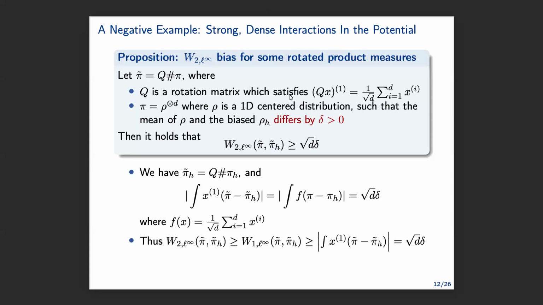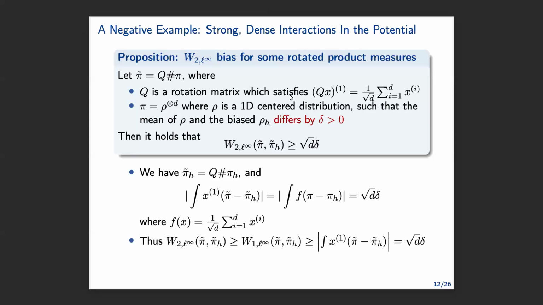So the argument is as follows: because the Langevin dynamics are equivariant to rotations, we also get the biased distribution Q push forward pi h. In that case, if you measure the first coordinate accuracy of pi theta and pi theta h, we use the definition of push forward.